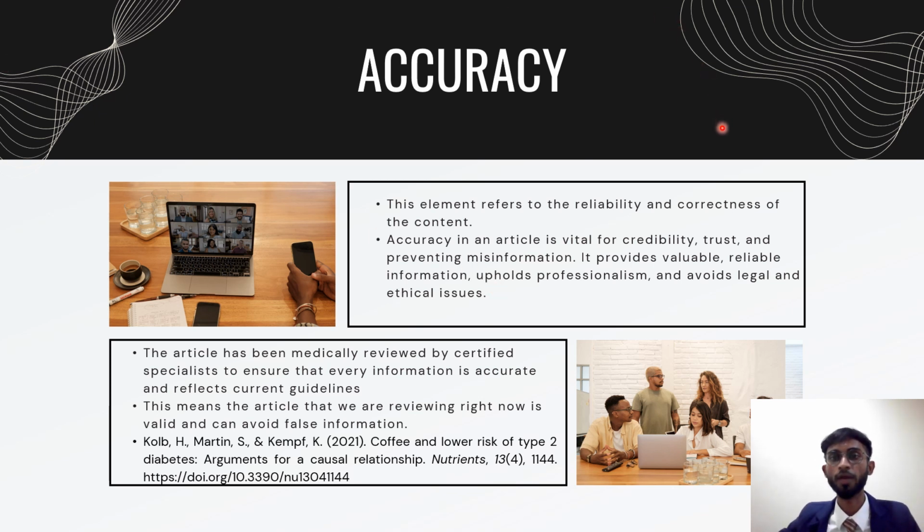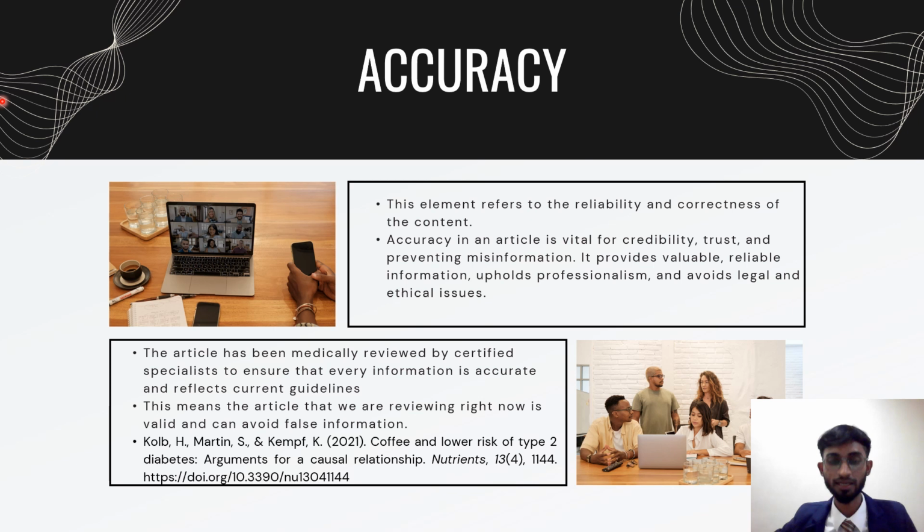The reason why we have to make sure every piece of information stated in the article is correct and reliable is because we are going to deliver the information to the public. So whatever we are delivering to the public, we have to make sure that it is reliable, trustable, and most importantly, it is the right information.